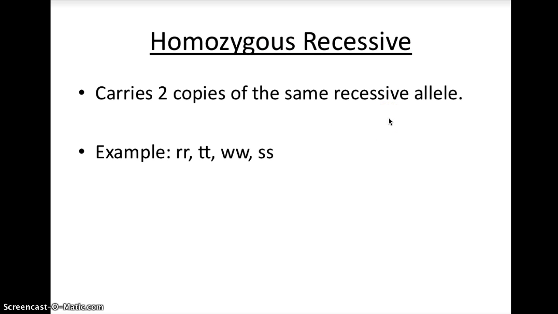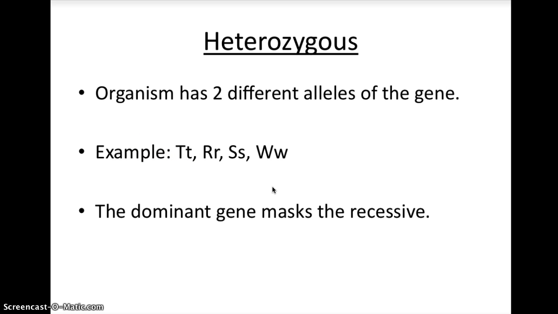Homozygous recessive is going to be where you have two of the same recessive alleles. So once again, homozygous means same, so two lowercase. And recessive, you need to think of the two lowercase alleles. And that is what homozygous recessive means.